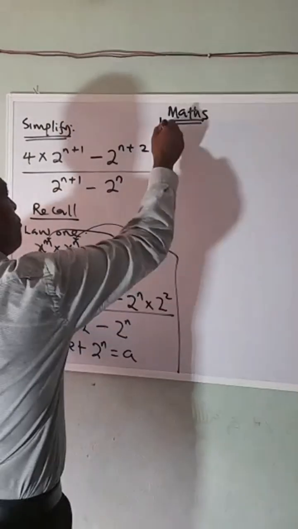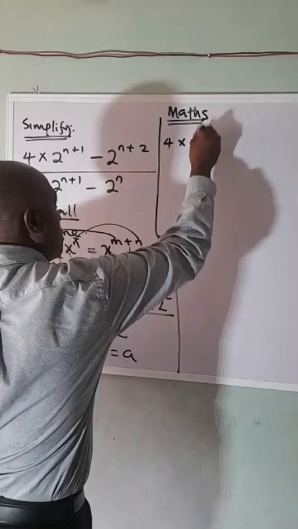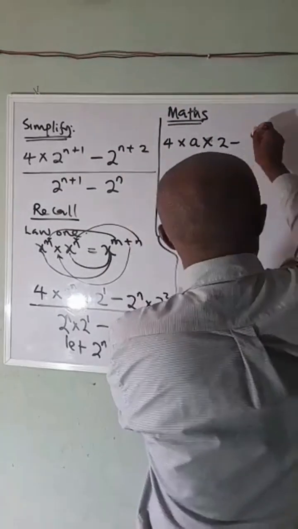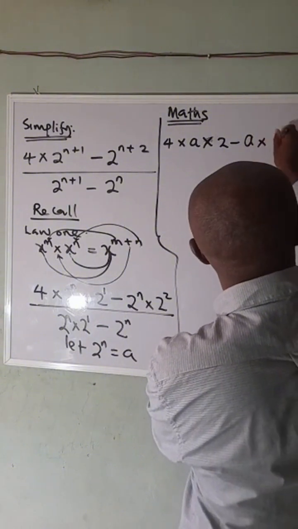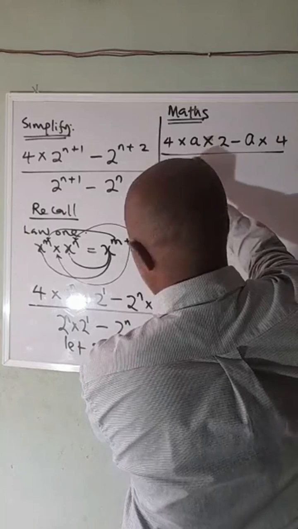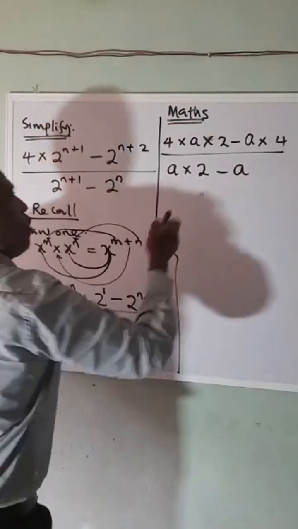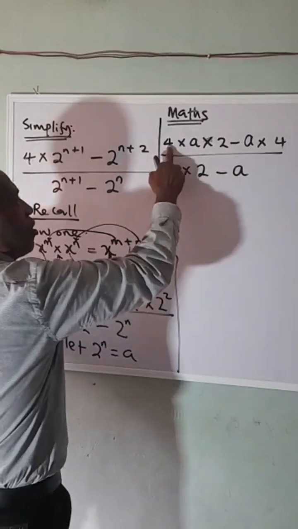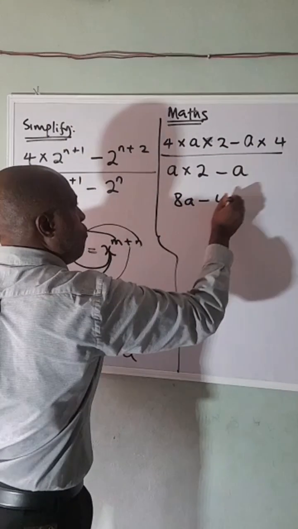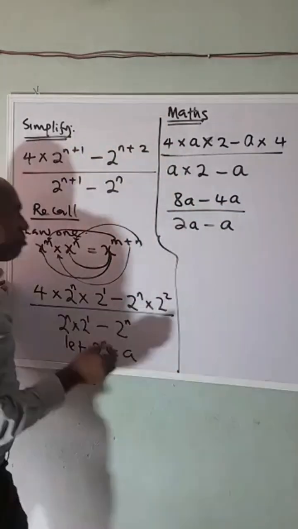That means this is 4 times a times 2 minus a times 4, all over a times 2 minus a. If you look at the left, the numerator, 4 times 2 is 8. It becomes 8a. 4 times a becomes 4 what? 4a, all over 2a minus a.